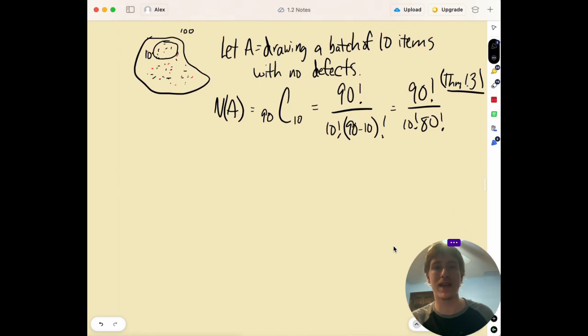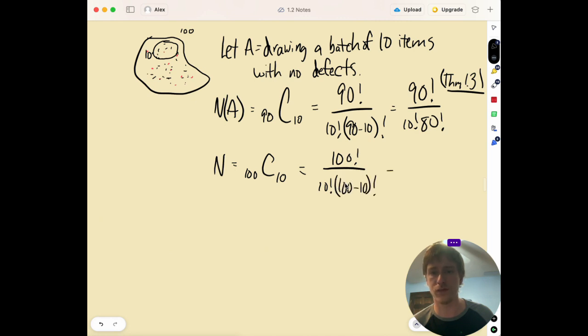Well, how many total ways are there? Well, we're trying to draw just a sample of 10. How many different subpopulations of 10 items are there in a population of 100? Well, that's 100 choose 10. Right? Out of 100 total items, we're choosing 10 of them, and we want to know how many different subpopulations that gives us. Well, that is going to be 100 factorial divided by 10 factorial times 100 minus 10 factorial, which is 100 factorial divided by 10 factorial, 90 factorial.